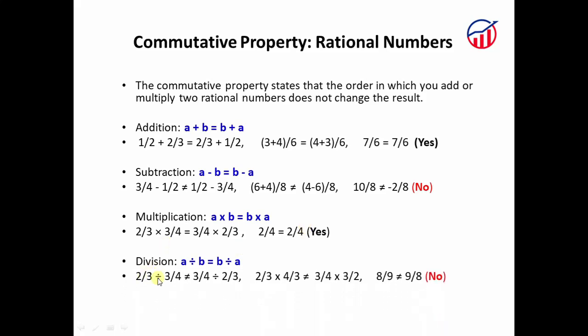So you have 2 divided by 3 divided by 3 divided by 4 on the LHS, and 3 upon 4 divided by 2 upon 3 on the RHS. So 2 divided by 3 and divided by 3 upon 4, basically you're going to inverse and multiply. So multiply by 4 by 3, likewise over here 3 upon 4 multiply by 3 upon 2. So you'll have the equation over here 8 upon 9, which is not equal to 9 upon 8. Since LHS and RHS are both not the same, this property also does not hold good for division.